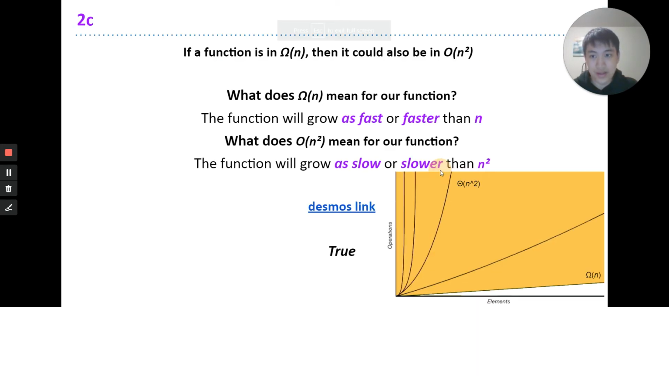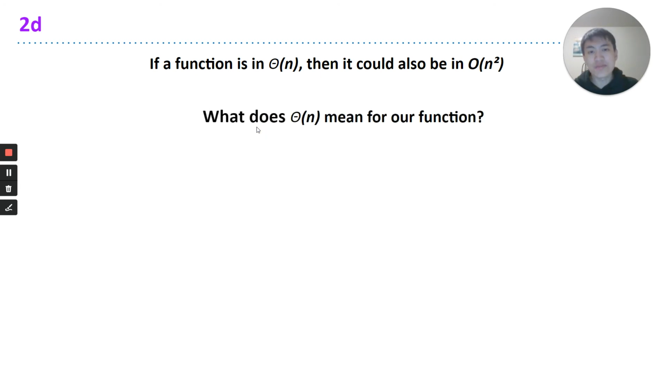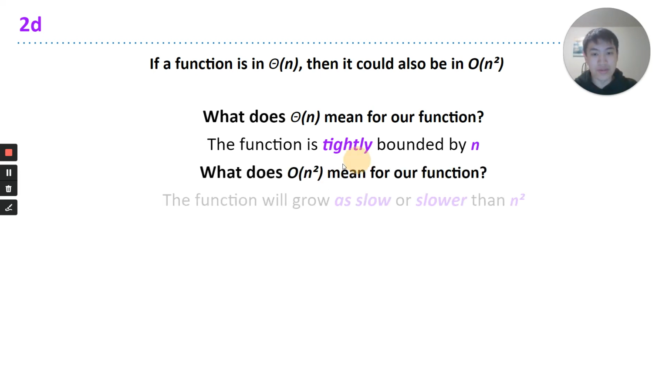All right. Next up, we have this statement: if a function is in theta of n, then it could also be O of n squared. So first of all, what does it mean for our function to be big theta of n? It means that it's tightly bound by n, and it's sort of this squeezing method I'll be showing in just a minute. And same thing as before, O of n squared means that our function grows at most as fast as n squared.